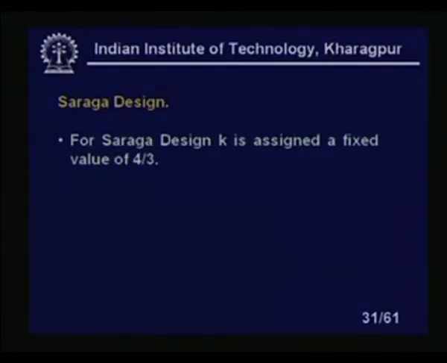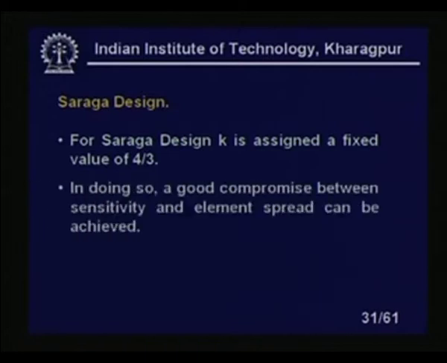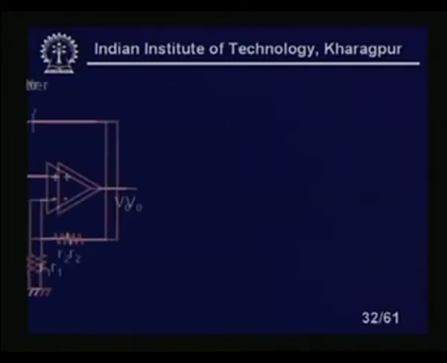However, if Q_P is low, then we can use it, and in that case the capacitor spread will not be that high. And in Saraga design, a small k is always assigned the value of 4 by 3. In doing so, a good compromise between the sensitivity and the element spread can be achieved. So, we can have a good compromise between the two.